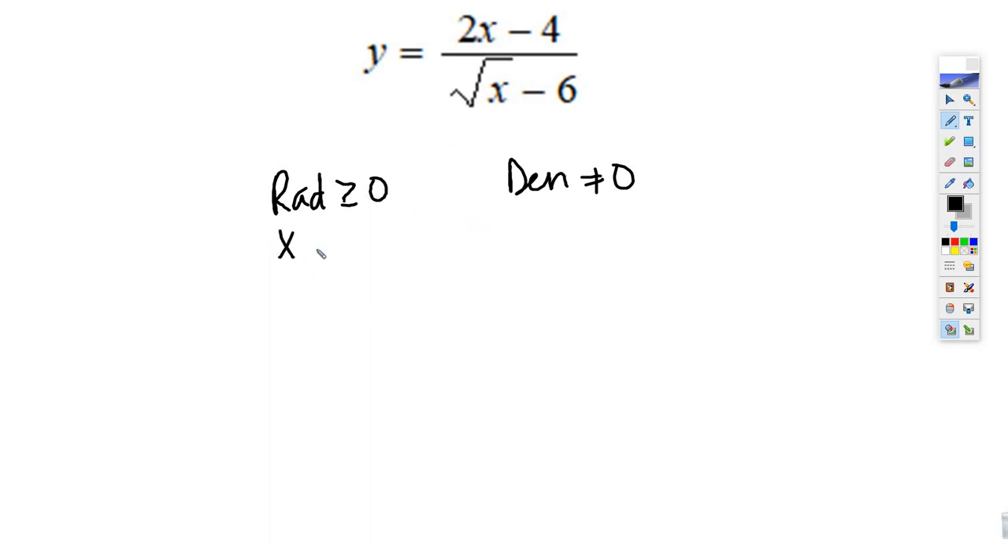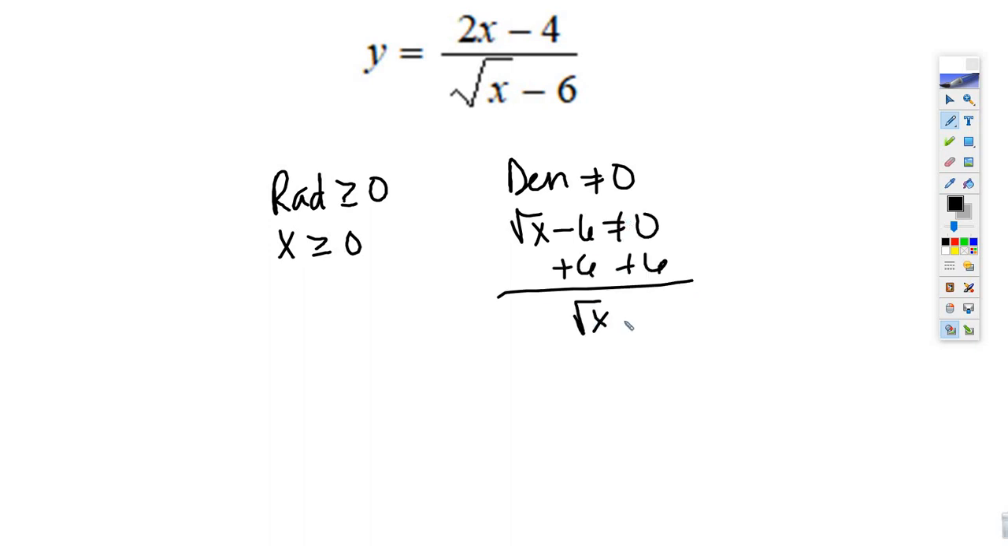So the radicand, x is greater than or equal to 0. So no matter what else happens, x has to be 0 or larger, okay? So the denominator says, well, the square root of x minus 6 can't be 0, so I'm going to solve. So the square root of x cannot be equal to 6, so I'm going to square both sides. So x cannot be equal to 36.